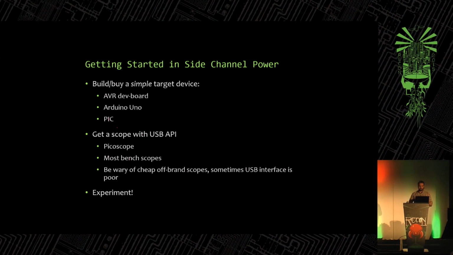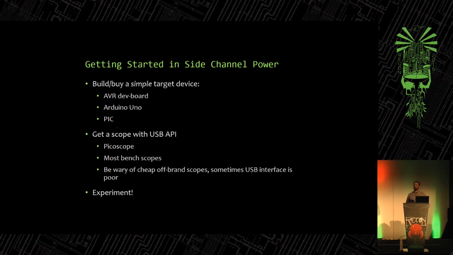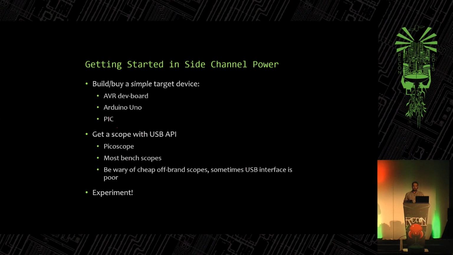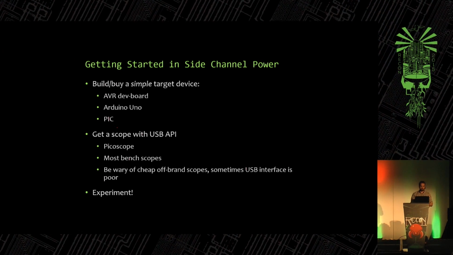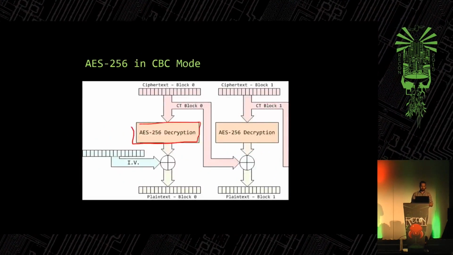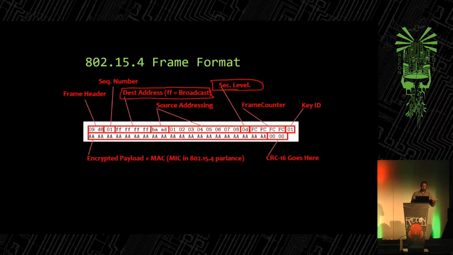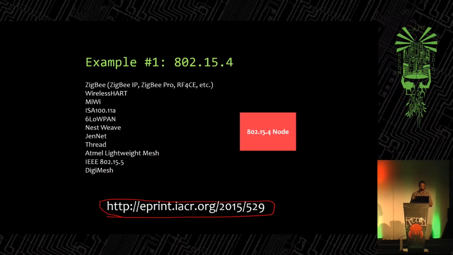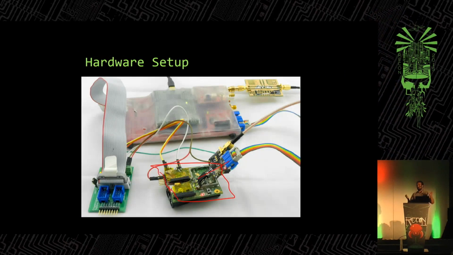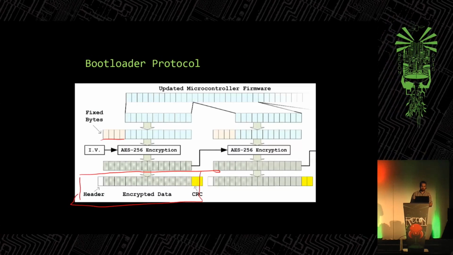A lot of bench scopes have it. The only thing to be wary of is you can get really cheap off-brand scopes off eBay. A lot of the time, the USB interface is poor, so it comes with software, and that's all it works with. You'll spend a lot of time reverse engineering it. Or, of course, there's one of the projects I have, the ChipWhisperer or ChipWhisperer-Lite, which are somewhat commercial. Or you can build one yourself. All the designs are open, all the PCBs are available.